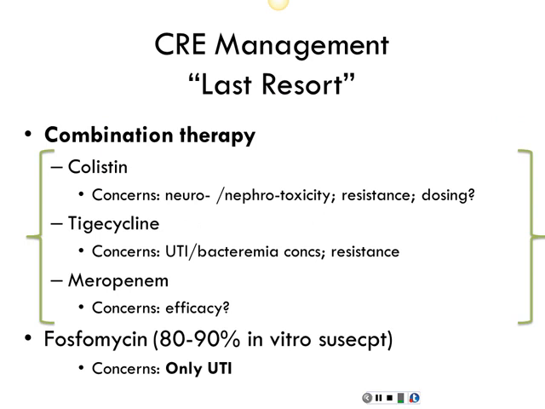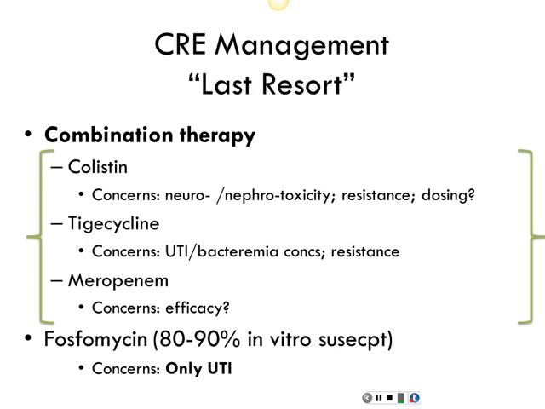So the optimal combination that we've seen in meta-analyses and case reports is some combination of these three drugs, whether it be all three, or colistin plus meropenem, or tigecycline plus meropenem, or something like that. So combos.